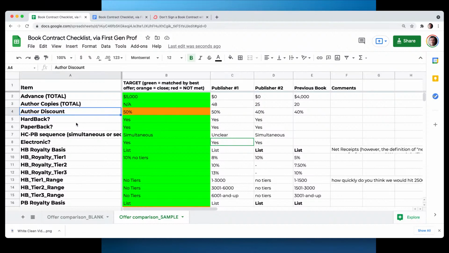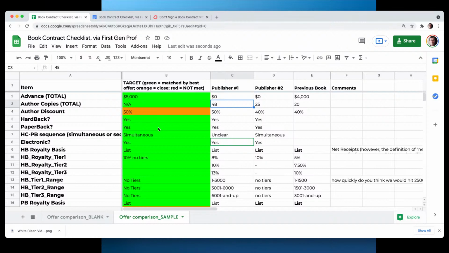A related thing is something called author discount. So an author discount means, if you wanted to get, let's say, the 26th copy of your own book, or the 49th copy in this case, that is after you've received your free ones, you want to buy a copy of your own book from your publisher, what is the discounted rate at which they will sell it to you?